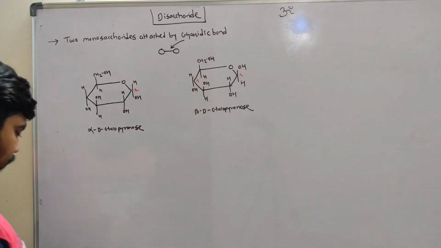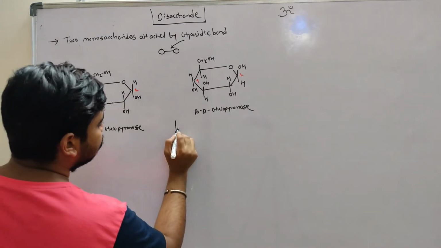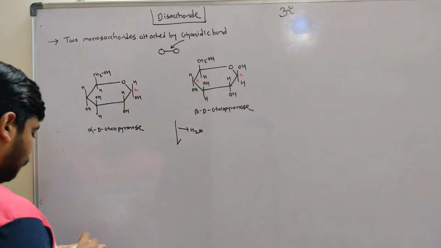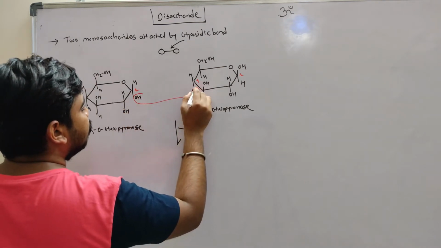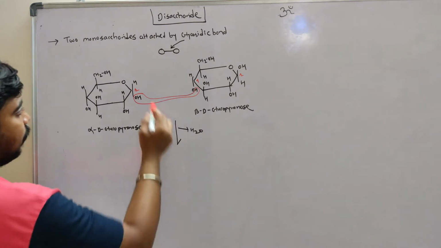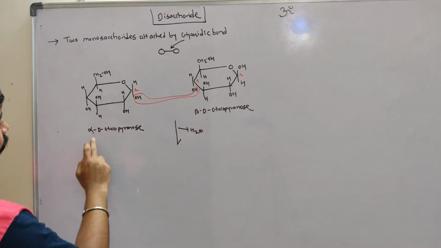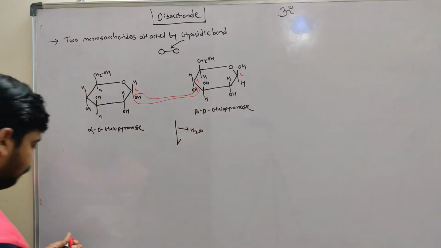In this case, what will happen? There will be a condensation reaction. H2O will be released. How will it be released? This OH and this H will be removed, and a bond will form between the first carbon of alpha D glucose and the fourth carbon of beta D glucose.